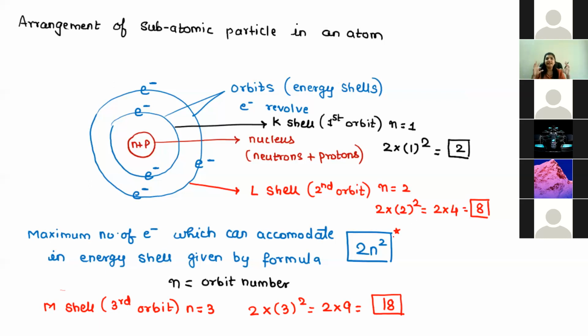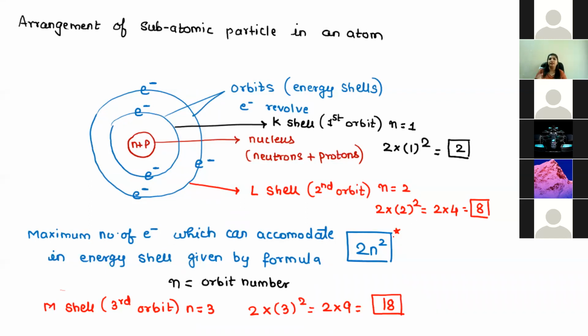Is it very clear how the arrangement of subatomic particles is present in an atom? I thought that the fourth one has 18 also. The capacity of the fourth shell is 32, because it is 2 into 4 squared, 16 into 2. The maximum capacity is 32, but yes, when we write electronic configuration, there is an exception.